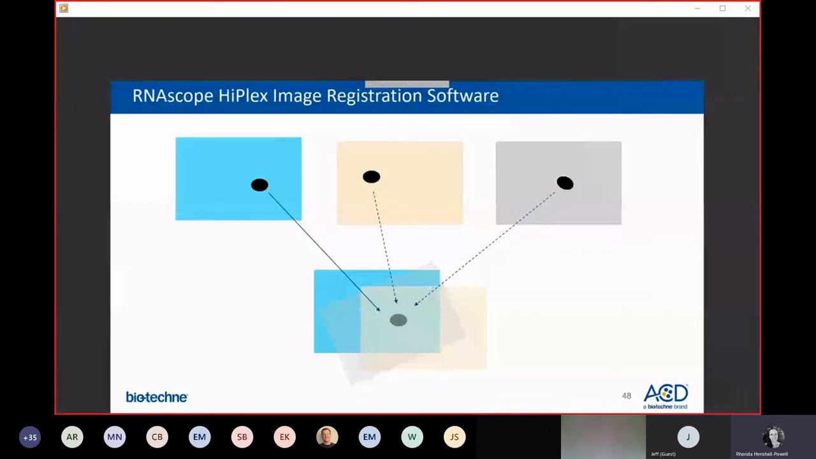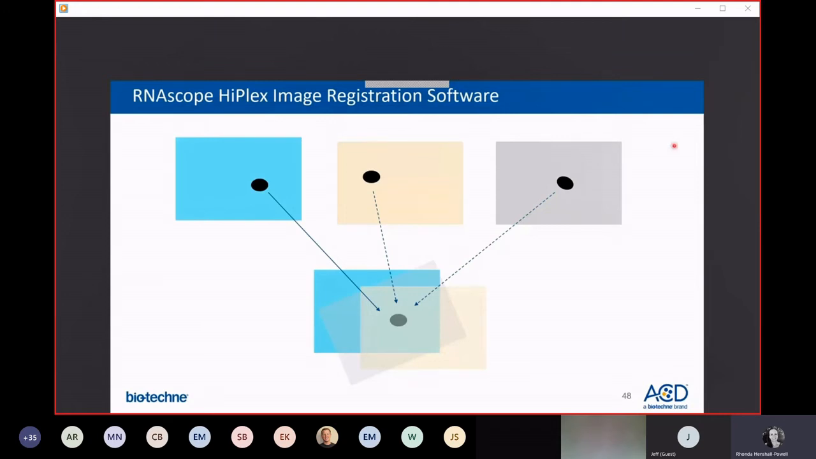So I'm going to conclude this discussion of the HiPlex assay by showing you how to use the image registration software to generate the beautiful images that I've been showing you. And basically what the software does is it uses the DAPI nuclei from the different rounds of imaging, and it overlays images onto one another based on the DAPI nuclei.